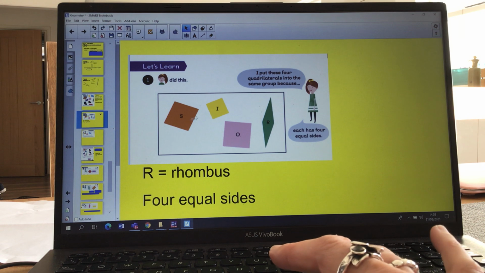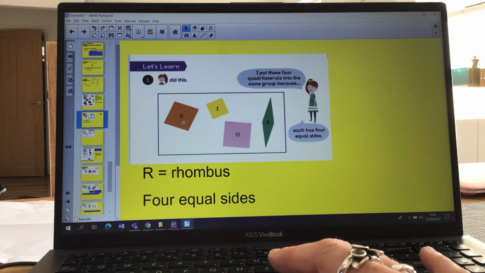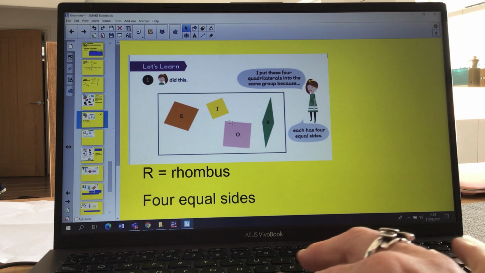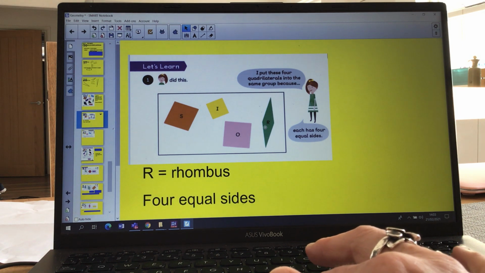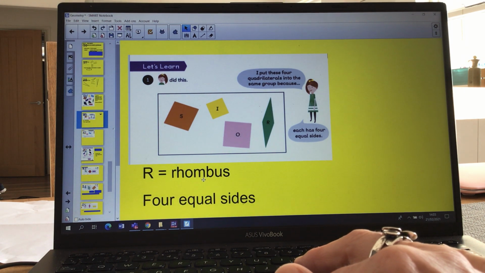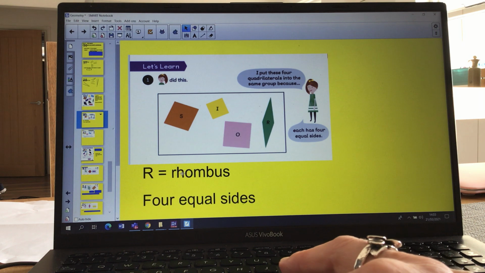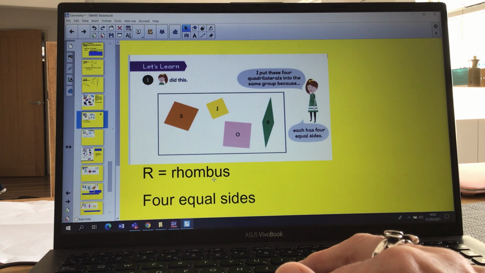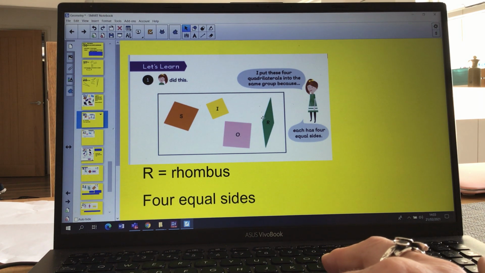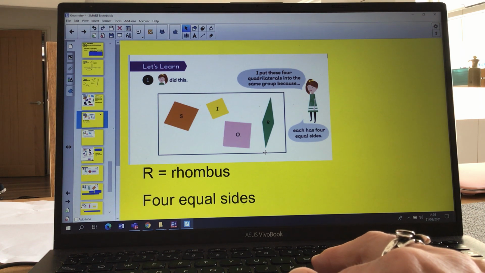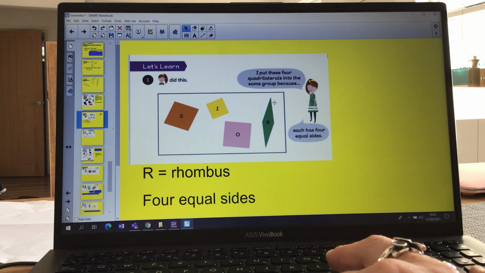So we've got three shapes there that you know. We've got some squares, they're all equal size, and we've got this one, shape R. Now R is a rhombus, okay? Rhombus, look how it's spelled. Interesting. And it has 4 equal sides, right? If you were to get your ruler and measure, there would be 4 equal sides.